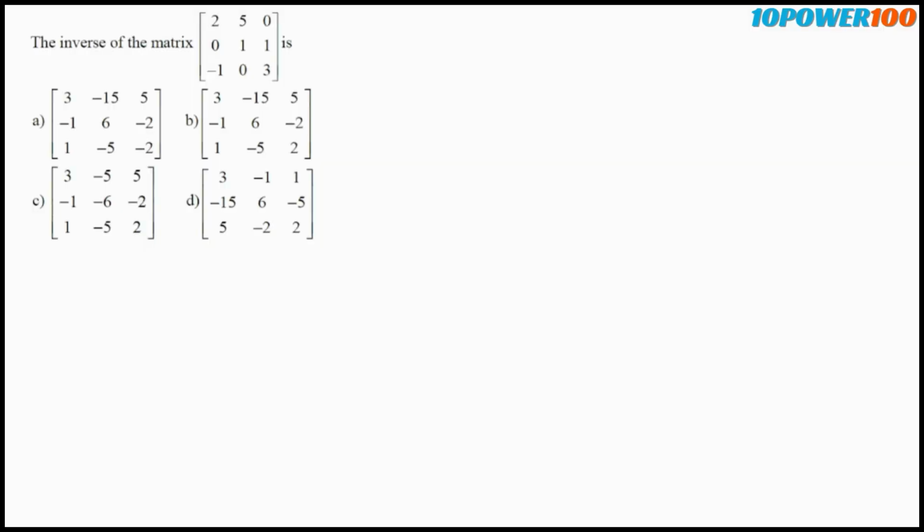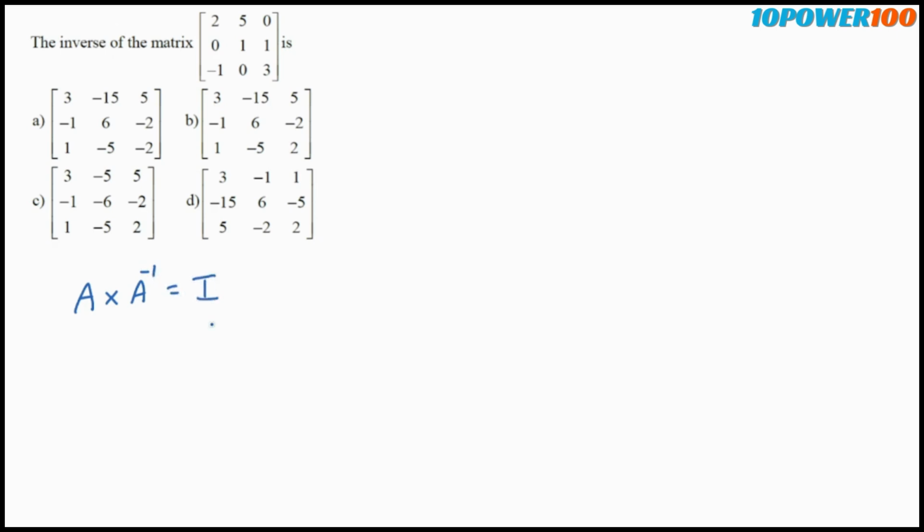The inverse of the matrix. A 3 cross 3 matrix is given. Let's see how to solve this. Before solving this, I'll be discussing the formula related to the inverse matrix. The formula is A into A inverse is equal to the identity matrix.